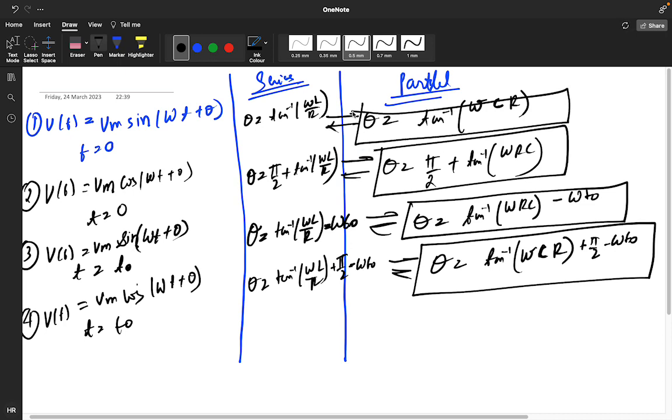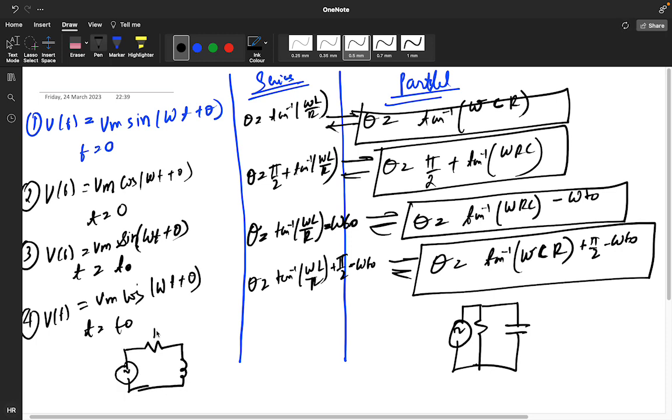So you don't need to remember the formula if you know the concept. The concept I taught you only. This is for this kind of circuit, RC circuit, and this is for RL circuit. Guys, is this clear? Yes, sir. Okay. If it is clear, then it's fine.